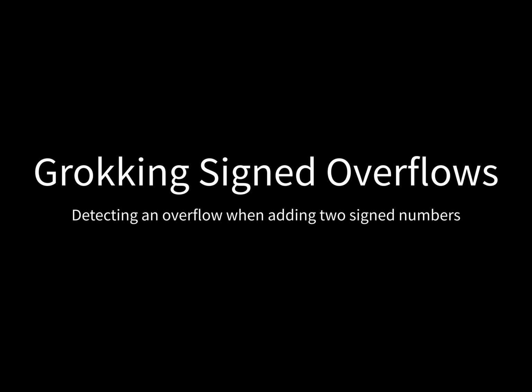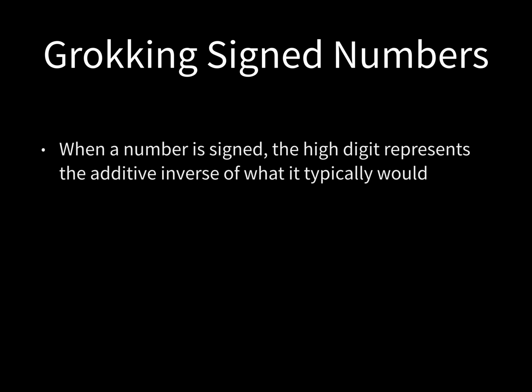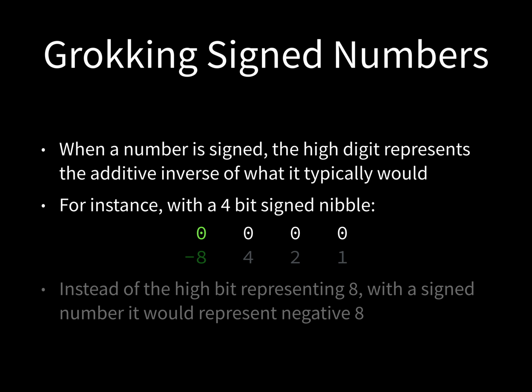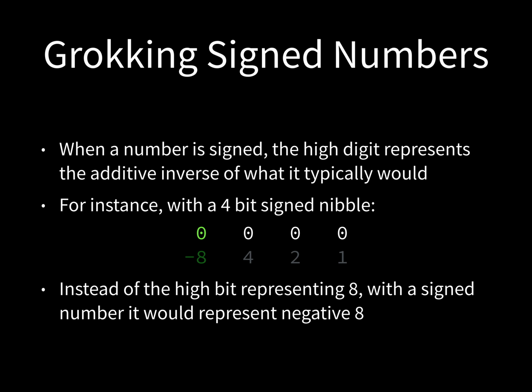Grokking signed overflows, detecting an overflow when adding two signed numbers. Before moving on to overflows, it's important to understand a bit about how signed numbers are represented in binary. When a number is signed, the high bit represents the opposite of what it typically would. For instance, if we look at a 4-bit signed nibble, instead of the high bit representing 8, with a signed number it would represent -8.